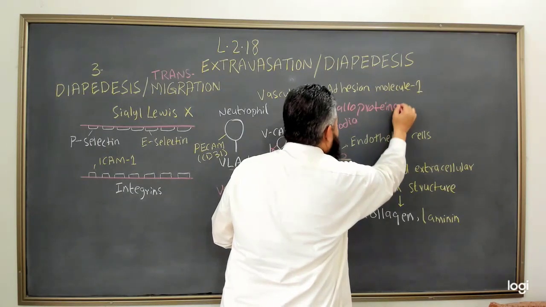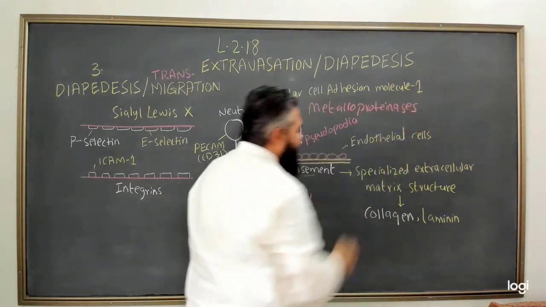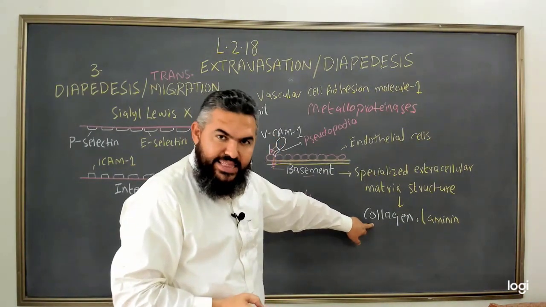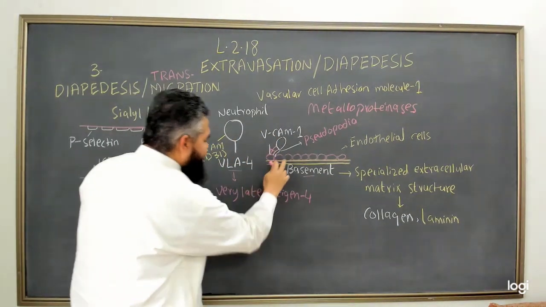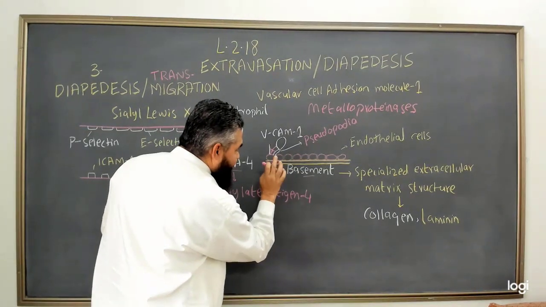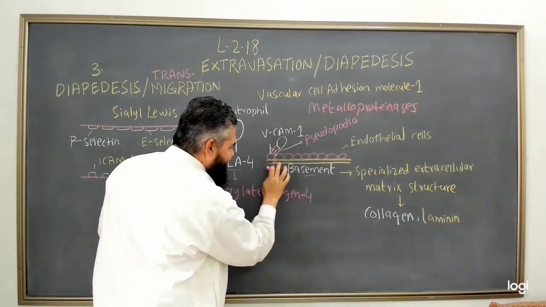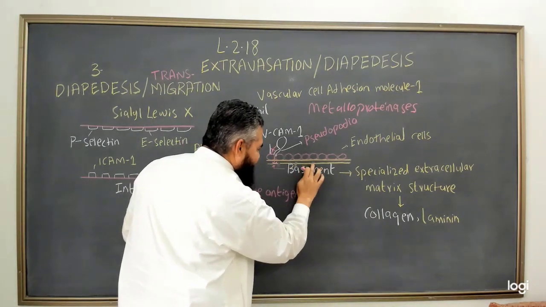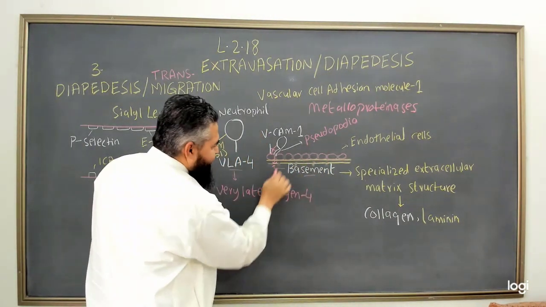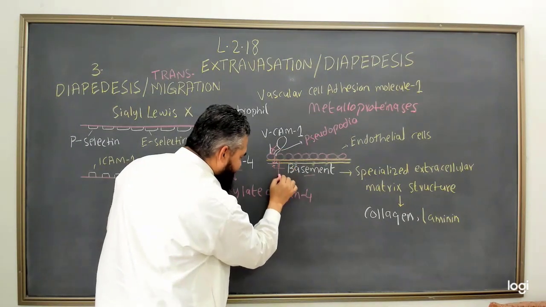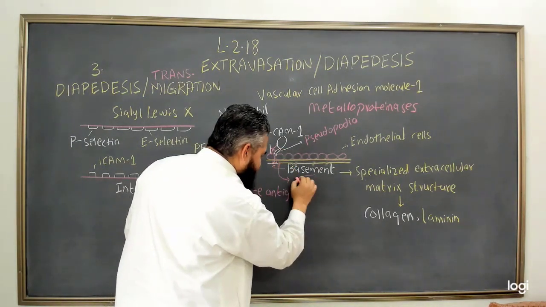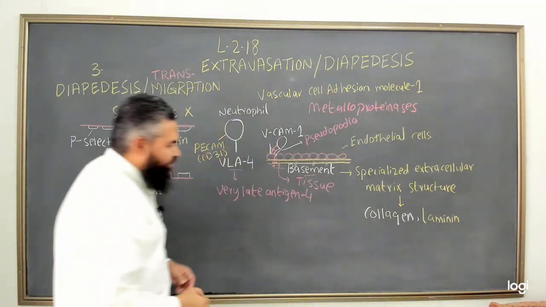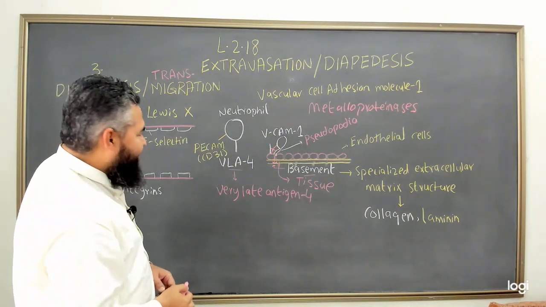And these metalloproteinases can actually break down the collagen and the laminin. So, if this is the basement membrane and you are producing the metalloproteinases, that is going to eat this basement membrane, and when this basement membrane is eaten, that means that these neutrophils can move out and actually get entry into the tissue. So this is how the process of the diapedesis is achieved.